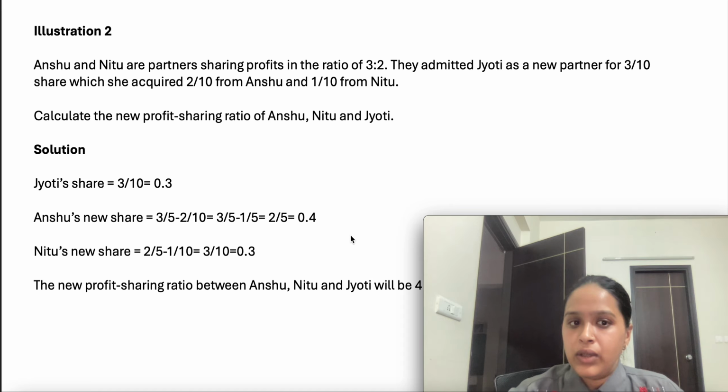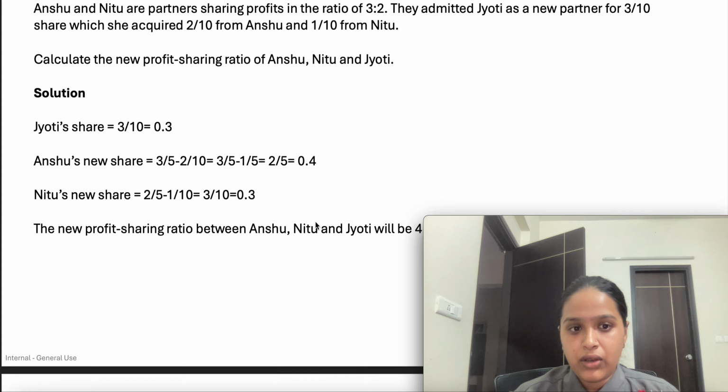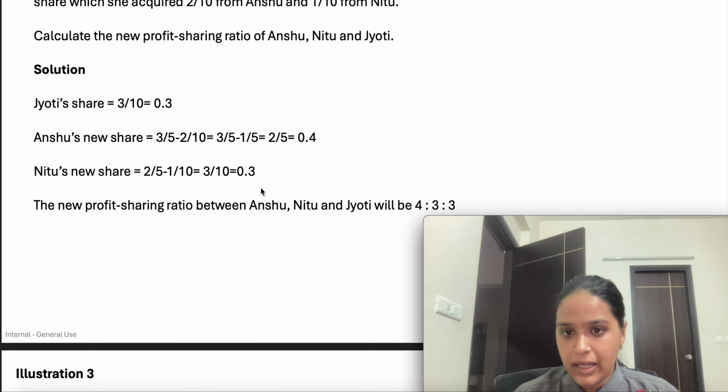Okay, so we know that Jyoti's share, 3 by 10, is equal to 0.3. Now what is Anshu's new share? We know Anshu's existing share is 3 by 5, and we need to reduce 2 by 10, so the answer will be 0.4. Similarly for Nitu, we know the existing share is 2 by 5, and we need to reduce 1 by 10 from Nitu's share. So the new share for Nitu is 0.3.